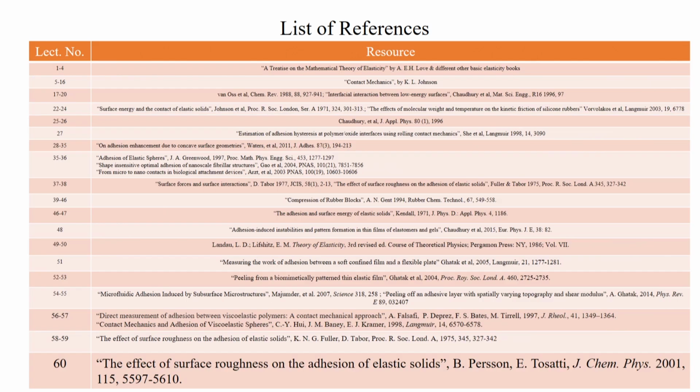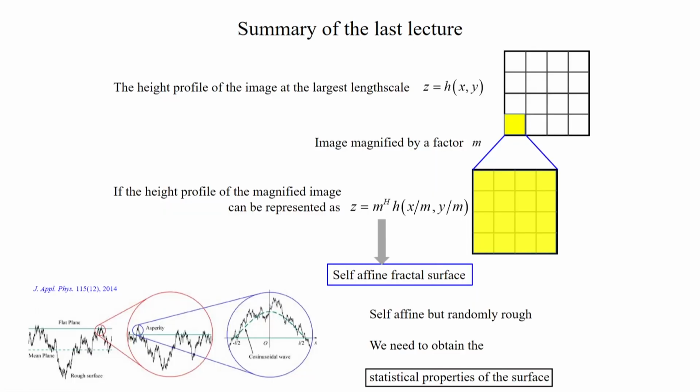We are at lecture 60 today and we are discussing adhesion on a rough adhesive, and the rough surface has to be characterized. That is what we started doing in the last lecture, and we are discussing this topic mainly from this paper and several others by Professor Persson and a few others.